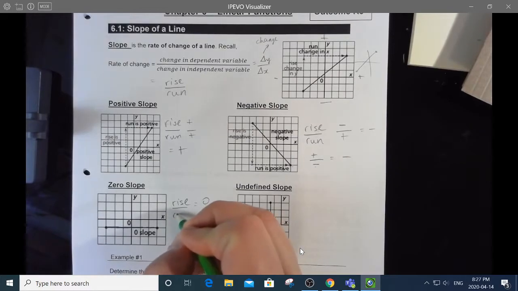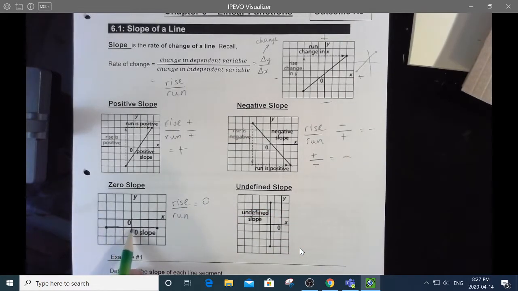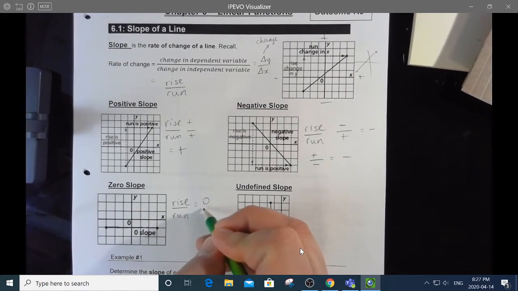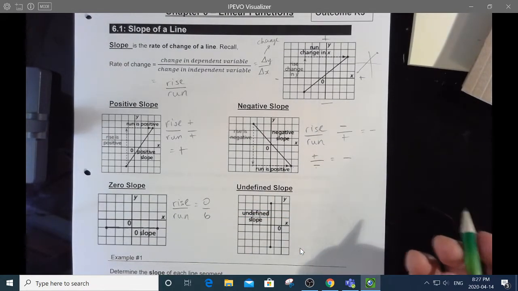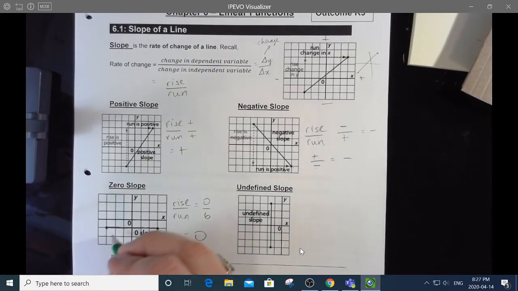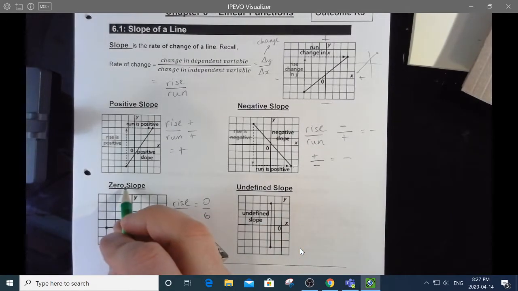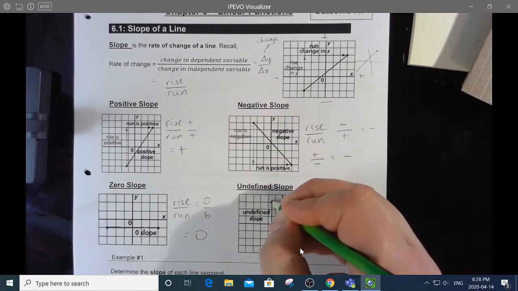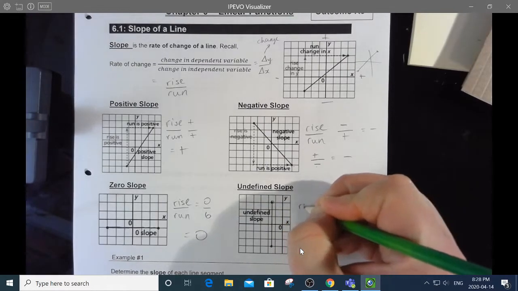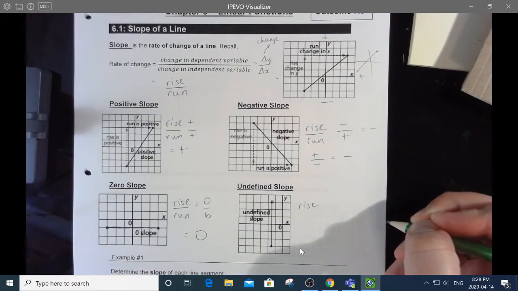It still has a run, right? In this case, it runs 1, 2, 3, 4, 5, 6. It runs 6 units, which is positive, but it doesn't matter. 0 divided by any number, positive or negative, is 0. So a horizontal line is always going to have a slope of 0. What about vertical lines? Well, think about this. How much, as I go from this point to this point, does my graph rise?